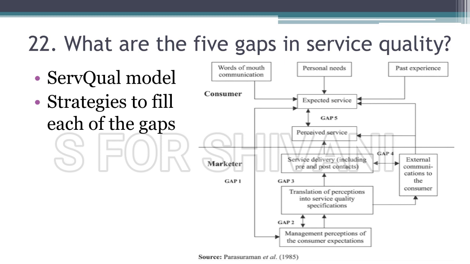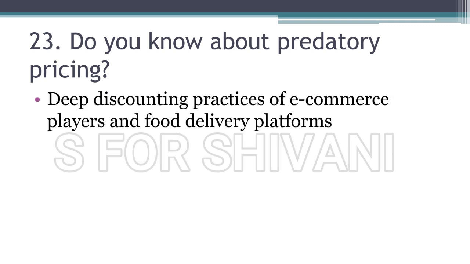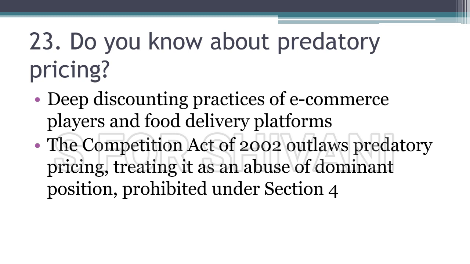Question 23. What do you know about predatory pricing? So you might be aware of some disputes going on between the e-commerce players and the offline traditional retailers regarding their deep discounting practices. You might also be aware of how Zomato and Swiggy have been charging quite low, so as to get the customers to order from them and not the other restaurants who are not listed. So the Competition Act of 2002 outlaws predatory pricing and treats it as an abuse of dominant position, which is prohibited under section 4.